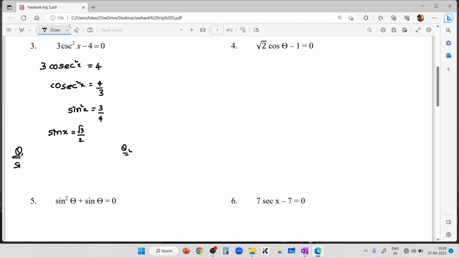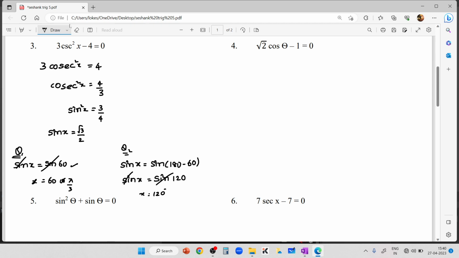In the first quadrant, sine x is equal to root 3 by 2. I can write root 3 by 2 as sine 60 degrees, so the angle is 60 degrees. If you want to convert it in terms of radians, I can write it as pi by 3. In the second quadrant, the nature of the angle is 180 minus theta, and sine is also positive. So sin x is sine 180 minus 60, which is sine 120. So sin gets cancelled, x is equal to 120 degrees, which is nothing but 2 pi by 3.